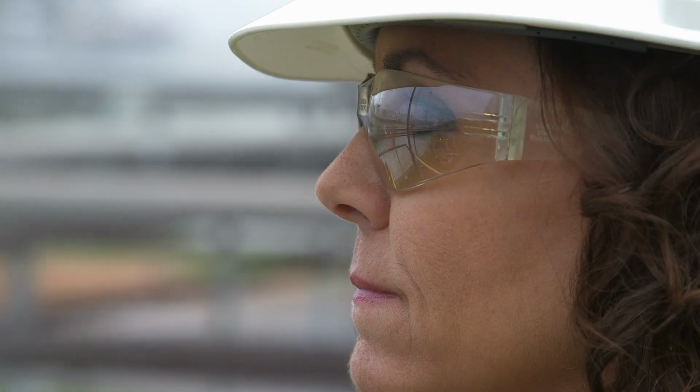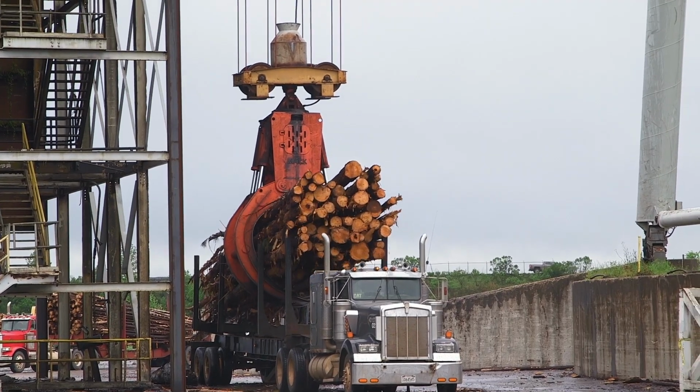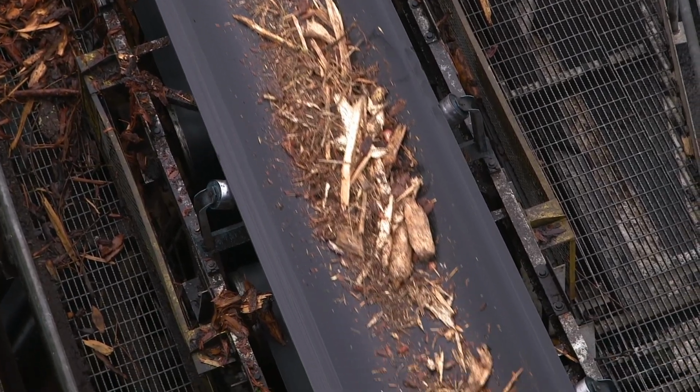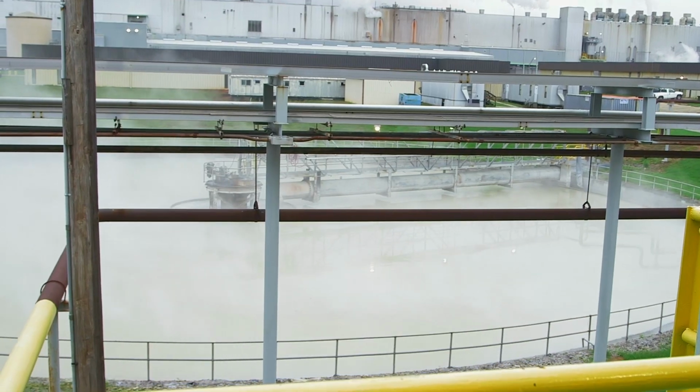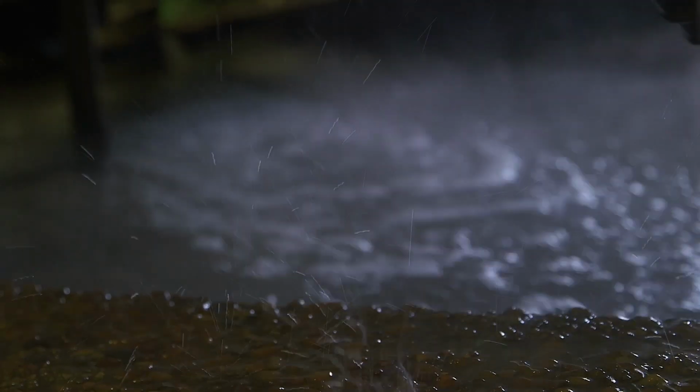The papermaking process is a fairly closed-loop system where almost all of the materials used can be recycled and reused. Tree bark and other wood waste is used in boilers at the mill to create steam to dry the paper and to produce electricity. All water is recycled and reused. Scrap paper is also recovered and reused.